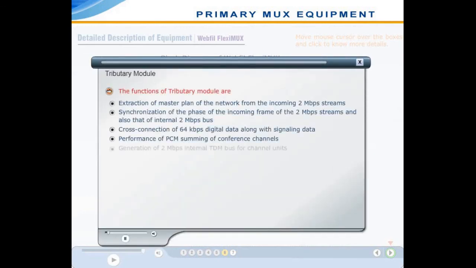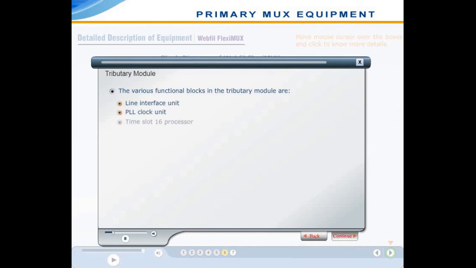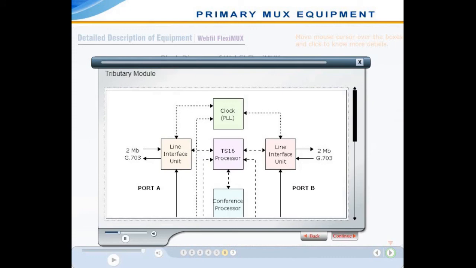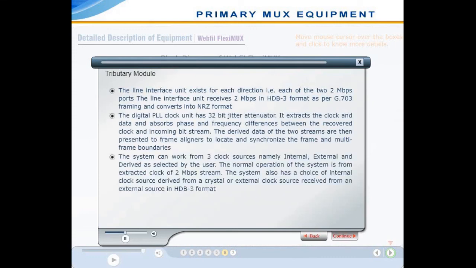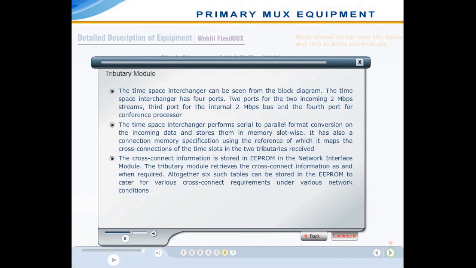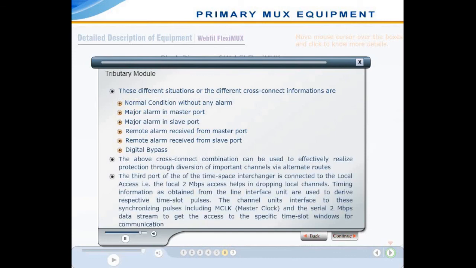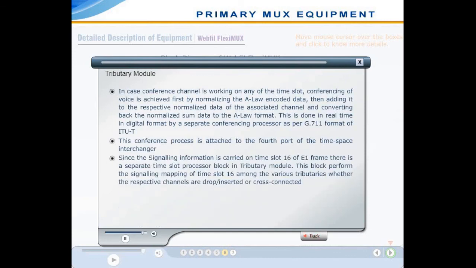Details of tributary module is shown on screen. The block diagram of tributary module is shown on screen.